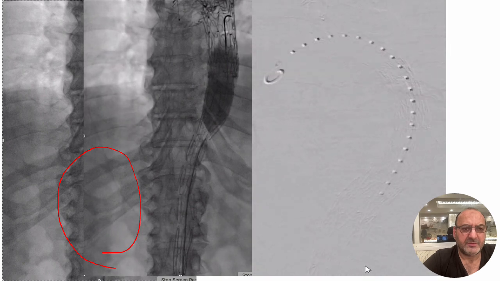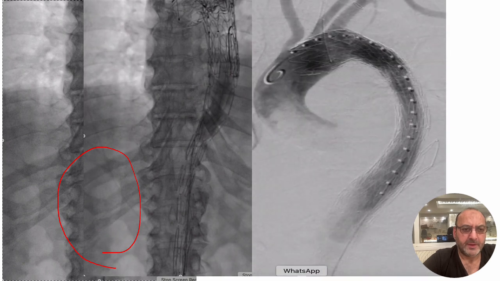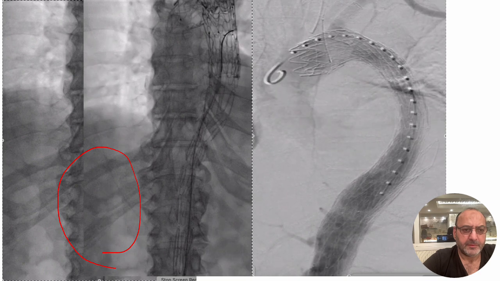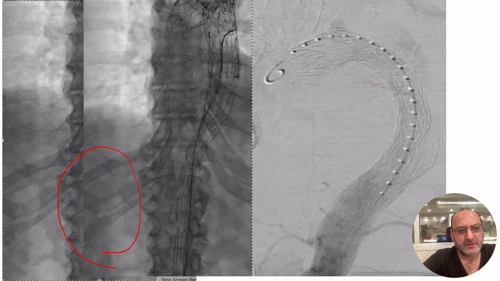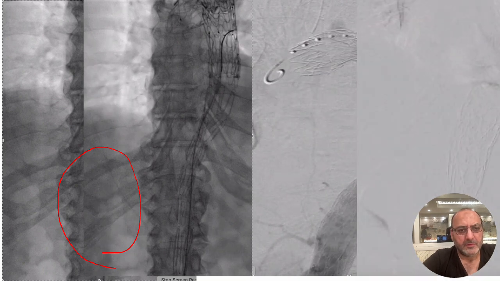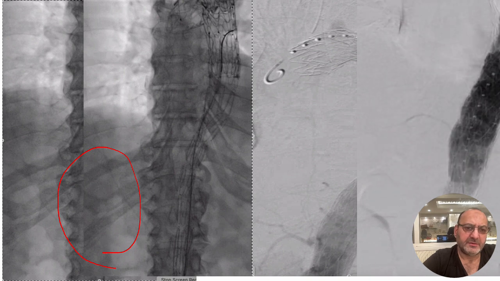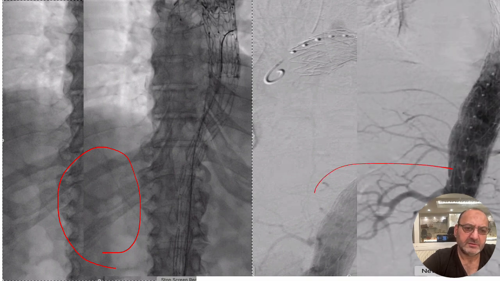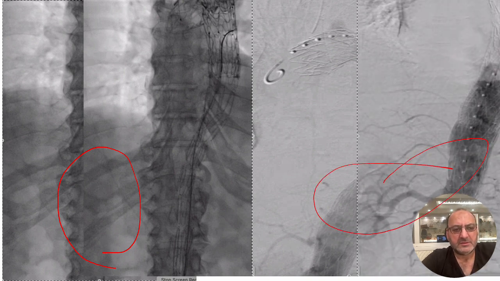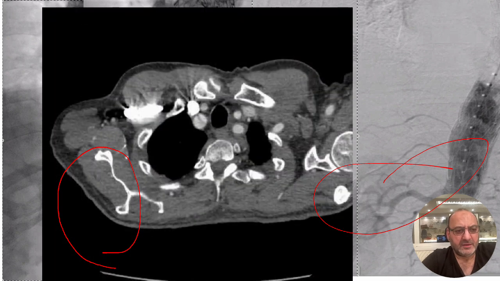And another way, we balloon the overlaps, we balloon the entire stent, and this is the final picture. You look at the SMA here. It's pretty nice. There's no problems. And if you look at the, let me just delete this here.